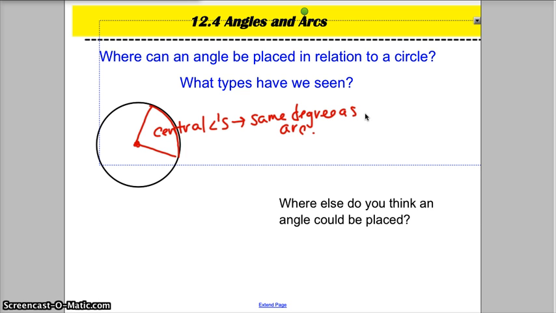Where else have we seen angles placed? We've seen them placed on the circle. What are these ones called? What's an inscribed angle's relationship to its intercepted arc?